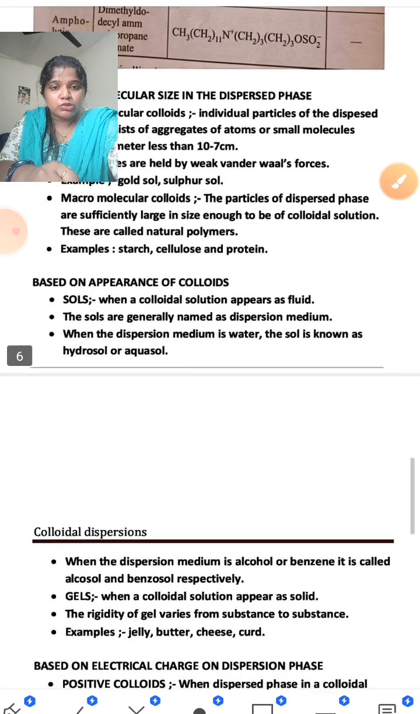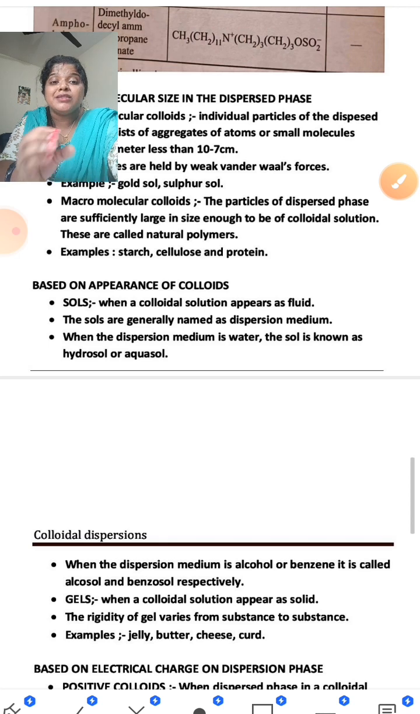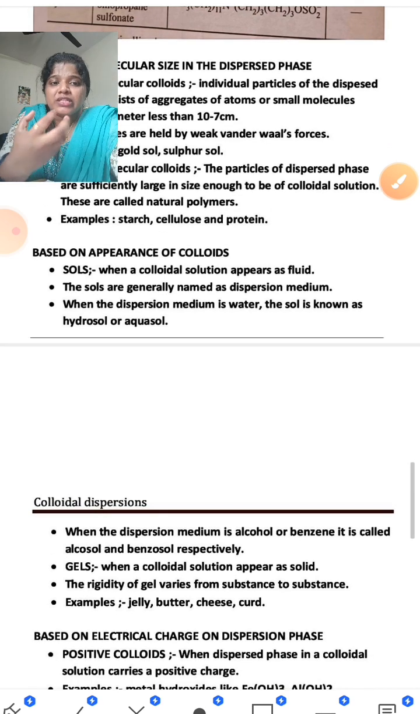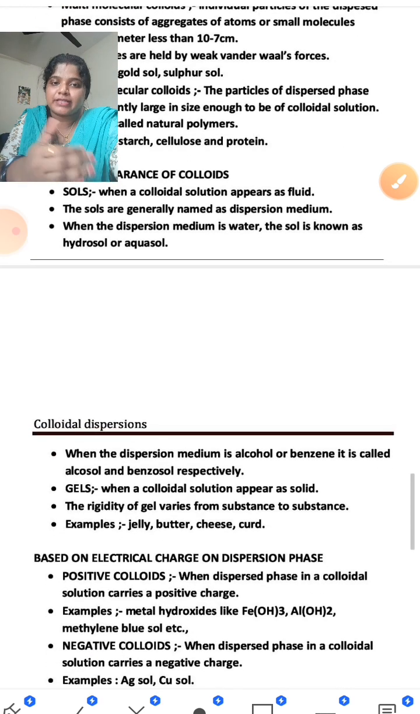We will move to the next classification, based on the appearance of the colloids. There are two: sols and gels. Sols are when a colloidal solution appears as a fluid. Sols are generally named after the dispersion medium. When the dispersion medium is water, it is known as hydrosol or aquasol. When the dispersion medium is alcohol or benzene, they are called alcosol and benzosol respectively.